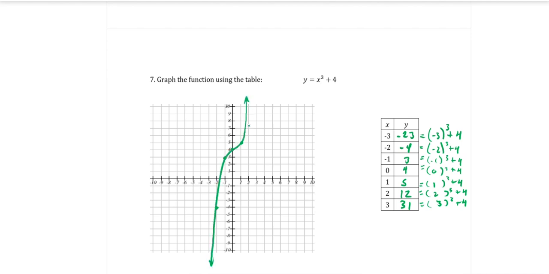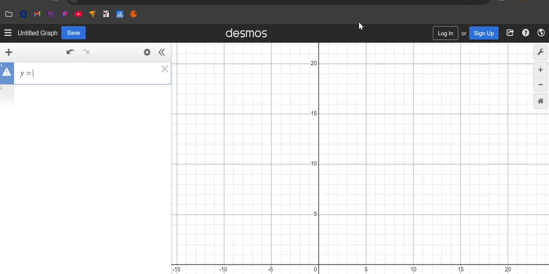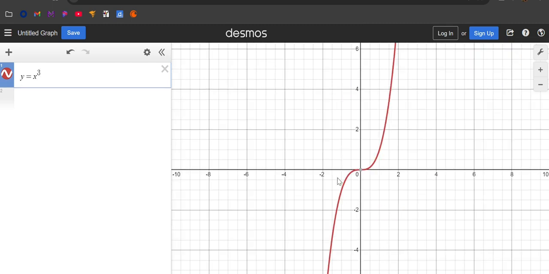Cubes generally have this kind of sigmoidal shape. This should probably be a little bit flatter here, but that's okay. Let's take a look at something like Desmos to do that. X to the 3rd. Here we have a more characteristic shape. Notice how it flattens out there, despite my poor artistic rendering.